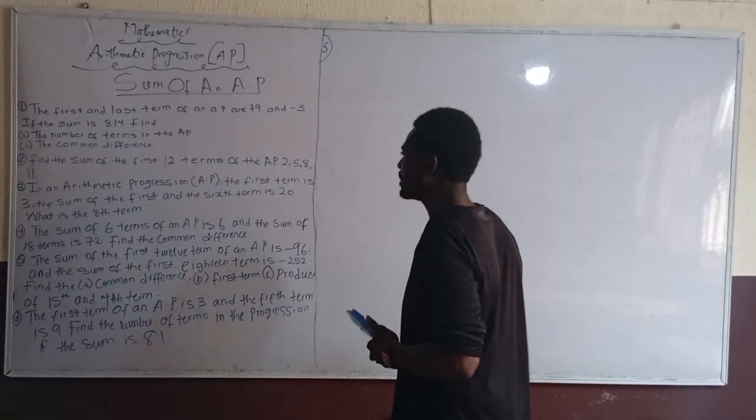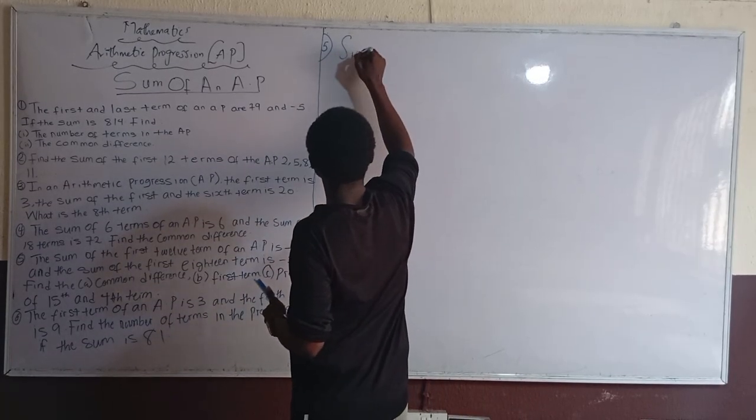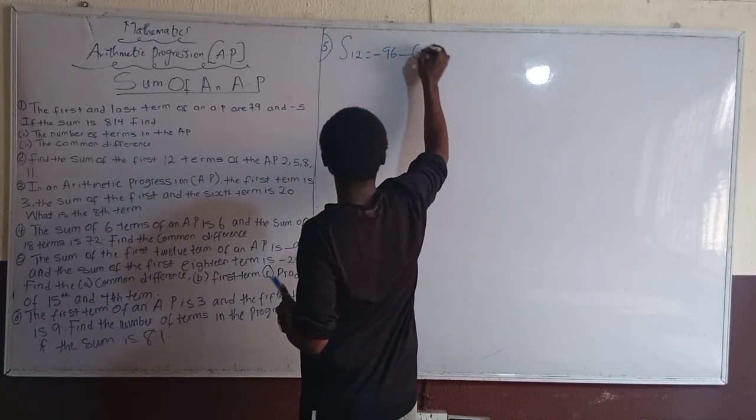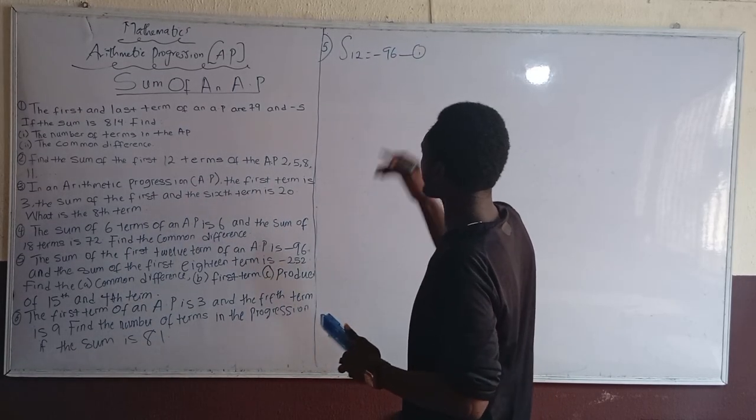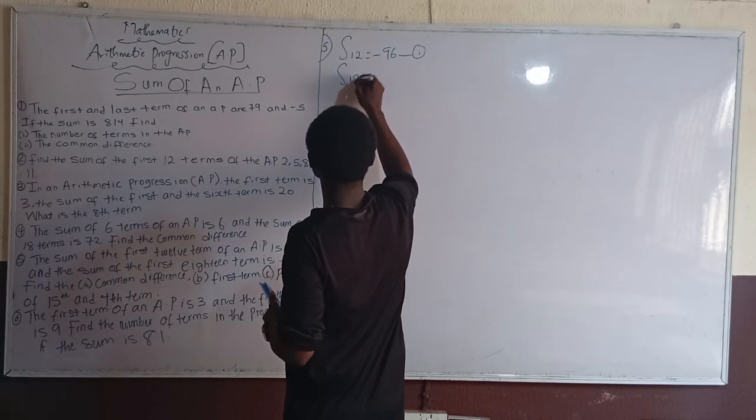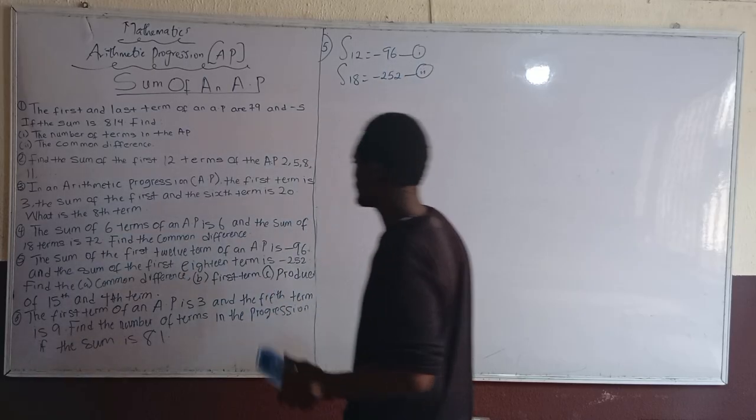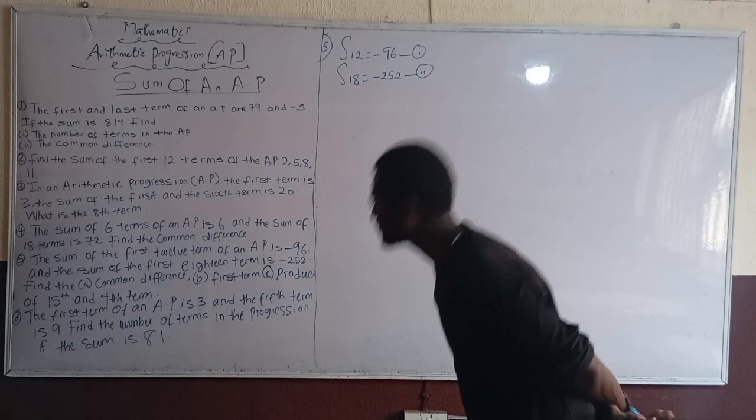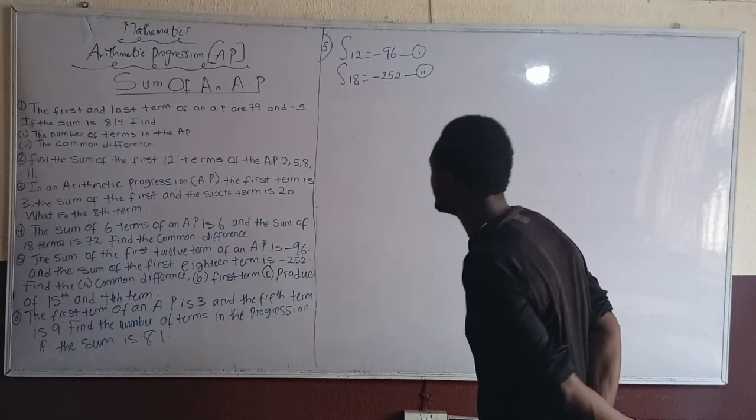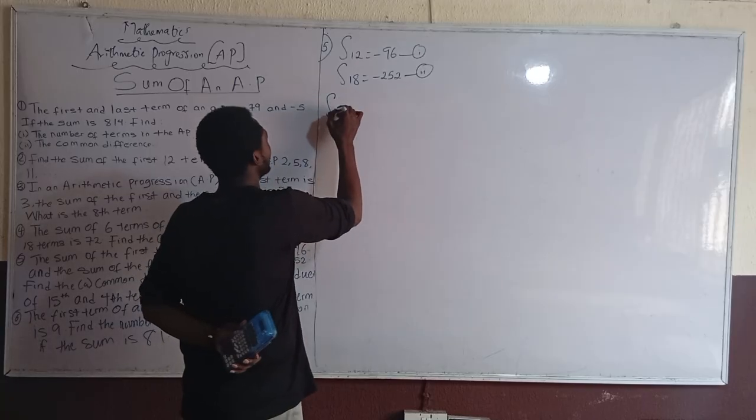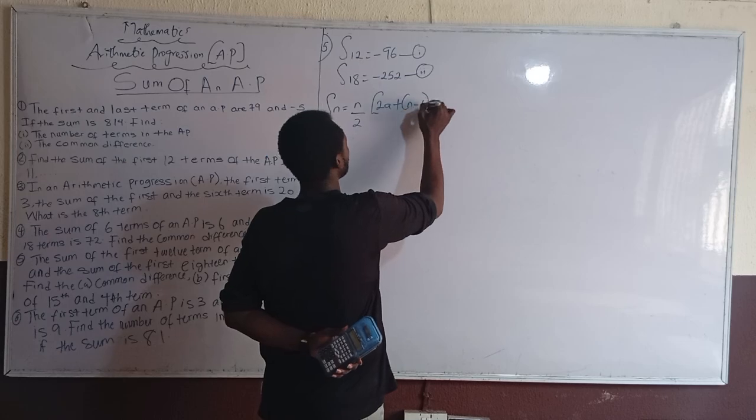Now, the sum of the first 12 terms is minus 96. S12 is minus 96, equation 1. And the sum of the first 18 terms is minus 252. S18 is minus 252, equation 2. Find the common difference, the first term, then the product of the 15th and 4th term. That's a long question. So my sum is Sn equals n over 2, 2a plus n minus 1 d.